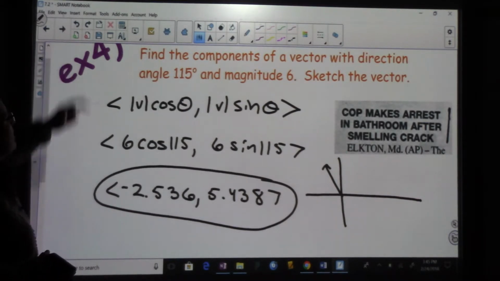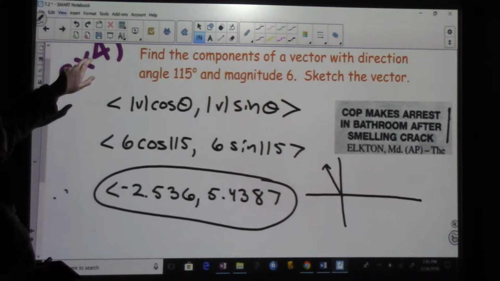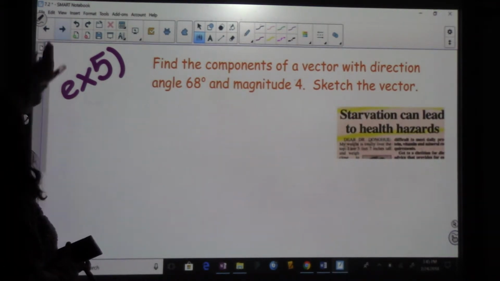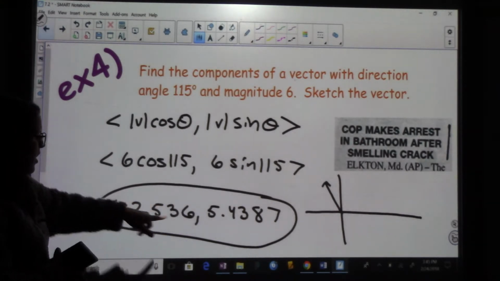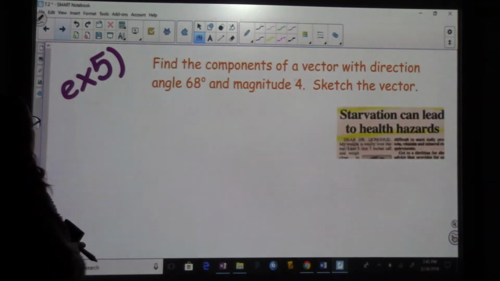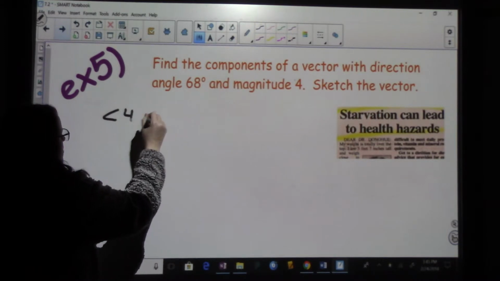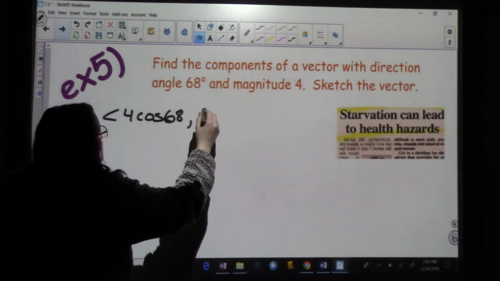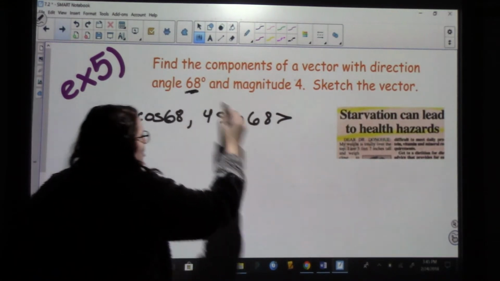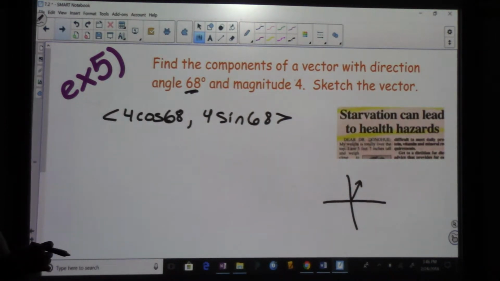Okay, so let's do another one. Notice the previous answer, negative 2.536, 5.438, is in quadrant 2. So we're good to go there. On this next one, same thing. I have magnitude, cosine of my angle, and magnitude, sine of my angle. Now keep in mind 68 degrees should be somewhere in quadrant 1. So when we're all done, we better have numbers that are in quadrant 1.